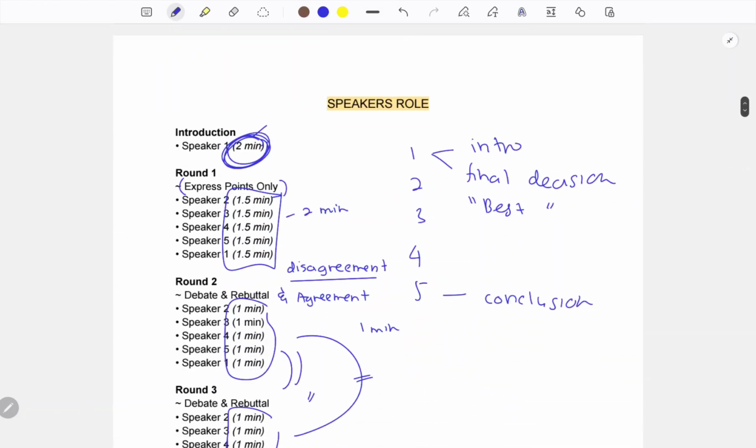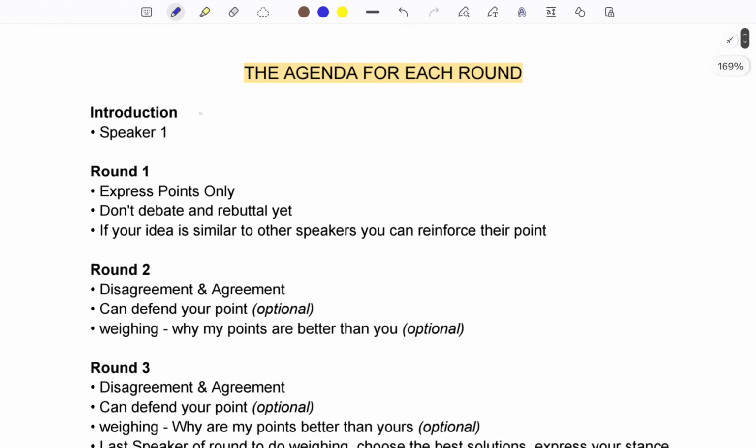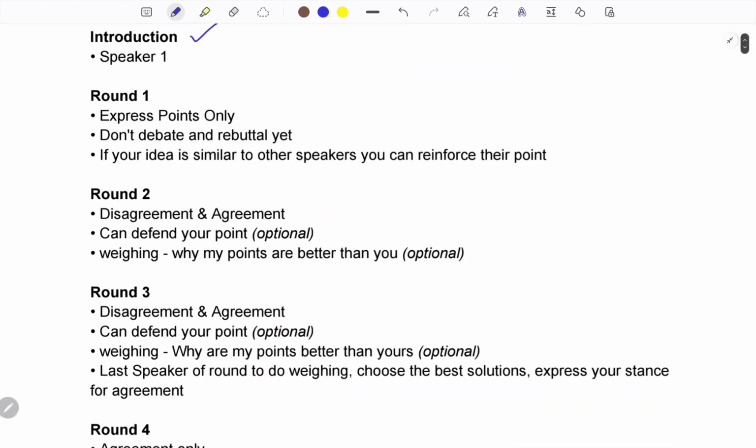Okay, now moving to the agenda. So introduction is done. I'm going to go to the first round. For the first round, we're going to express the points only. I mean, no agreement or disagreement yet. Just express your points. But let's say your point is similar to other speakers, then you reinforce their point with your perspective, with a different perspective.